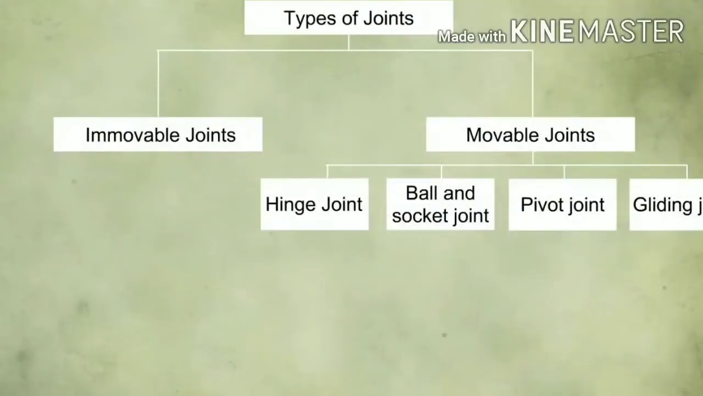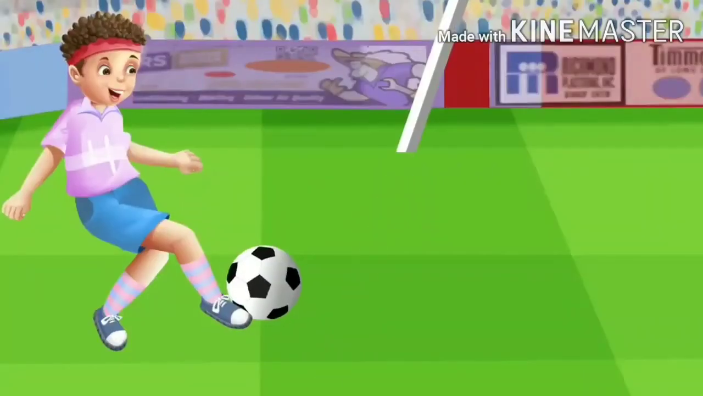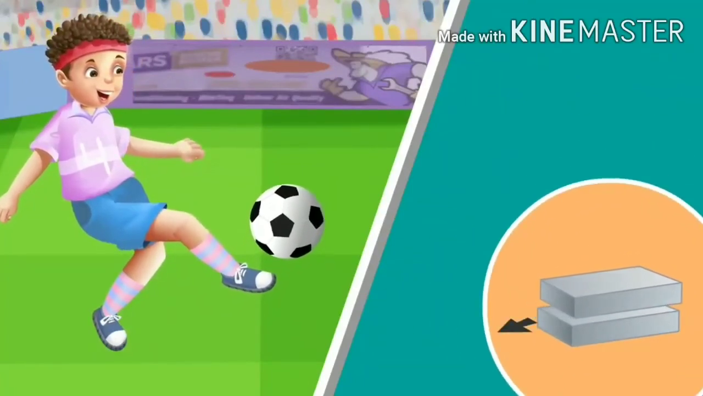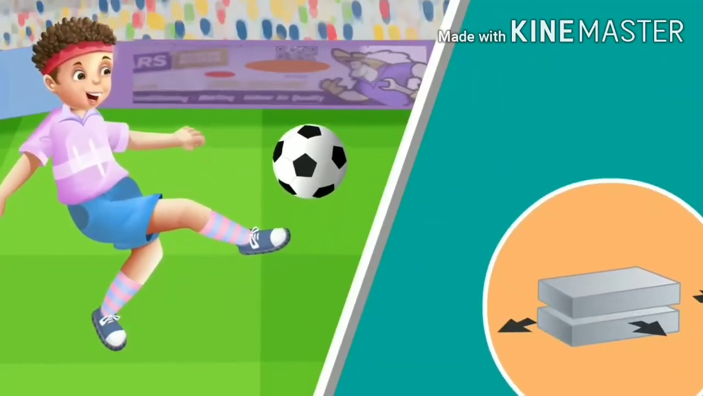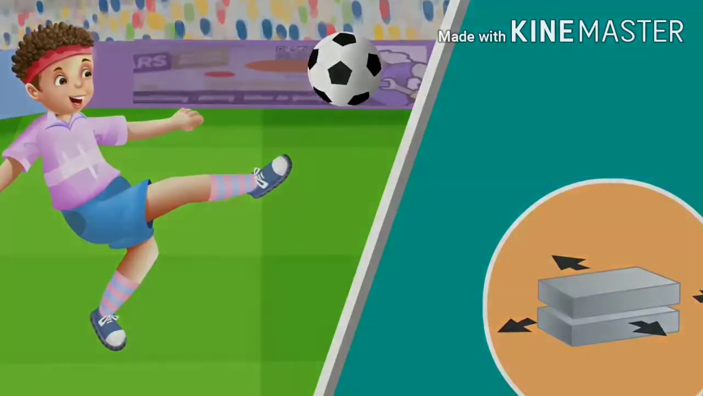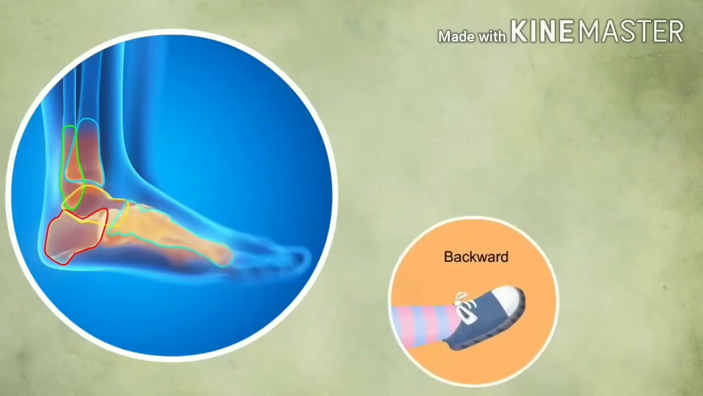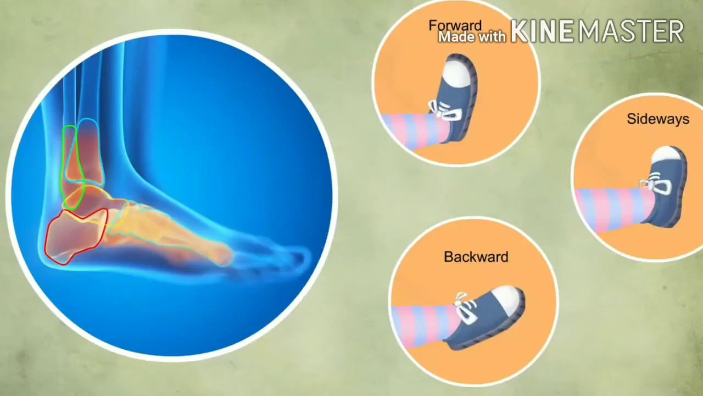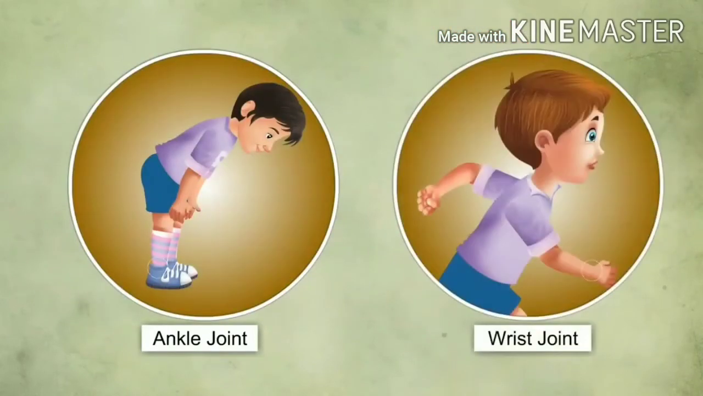The last type of joint is the gliding joint. This type of joint allows the bones to glide over each other and hence allows slight movement of the body parts. In this type of joint, the bones are flat and so they slide back and forth and side to side. Ankle joint and wrist joint are some examples of the gliding joint.